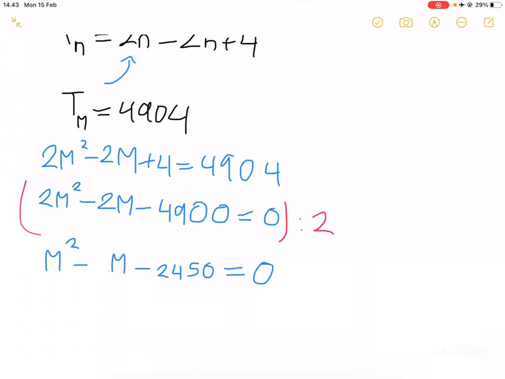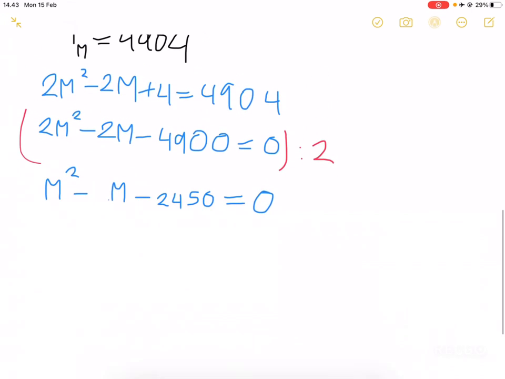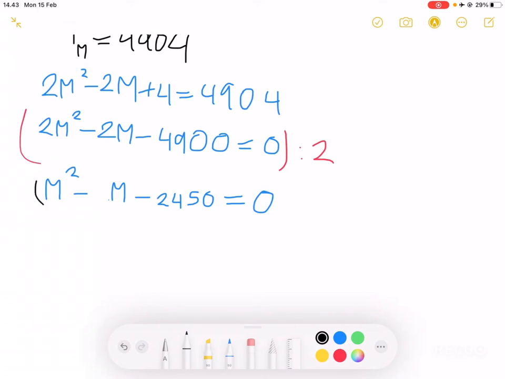And then from here, you can either try to factor this quadratic expression or complete the square possibly, or use the quadratic formula. However, I'm not going to do that. But what you will get is m will be equal to 50.